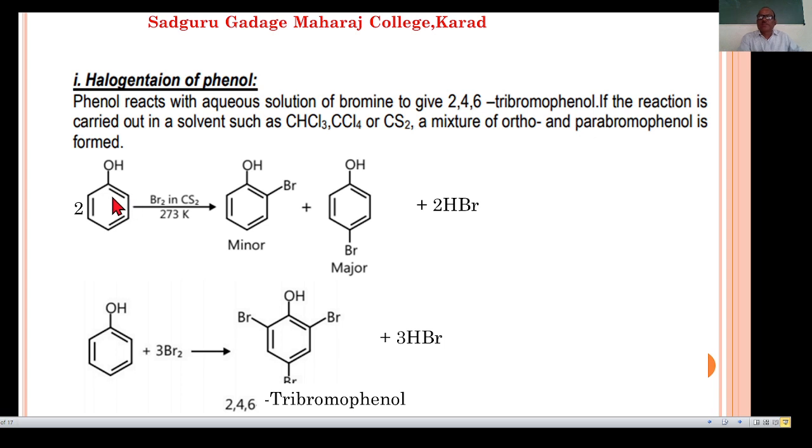In the second reaction, the phenol reacts with bromine in solvents like chloroform, carbon tetrachloride or carbon disulfide at a low temperature, that is 273 Kelvin or 0 degree Celsius. There are two products, orthobromophenol and parabromophenol. Here parabromophenol is the major product.